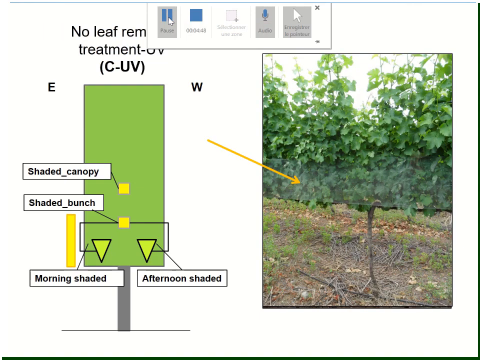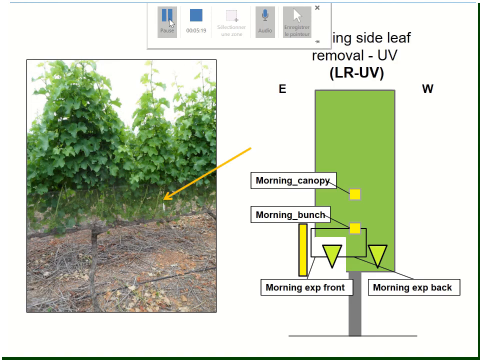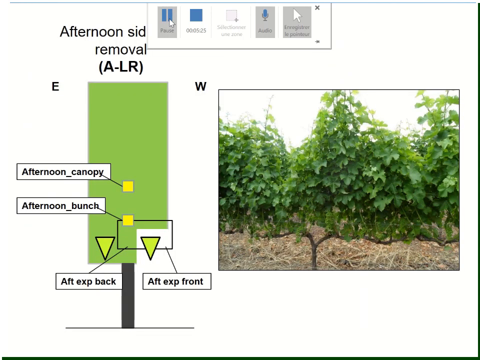Speaking about the light effect on those aromatic compounds, we studied the light quantity and the light quality. So you see this panel is there to remove 98% of the UVB. This is light quality. This is the treatment with exposed clusters, removing the leaves and the laterals at the east side of the canopy. Again, with and without these panels which remove UVB. Same applies for the afternoon side, the west side.